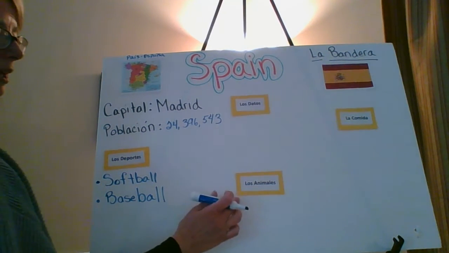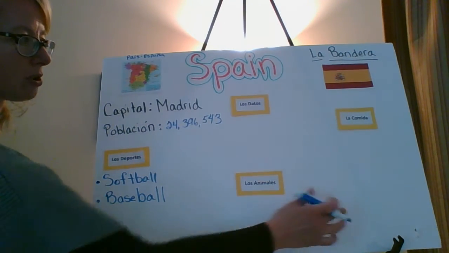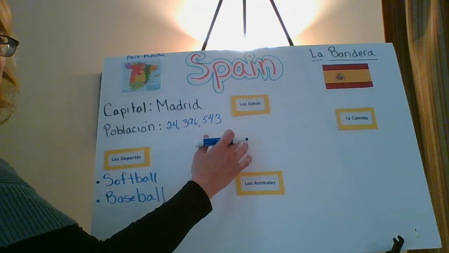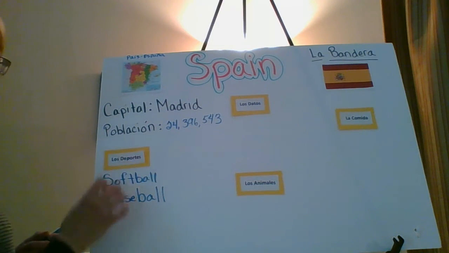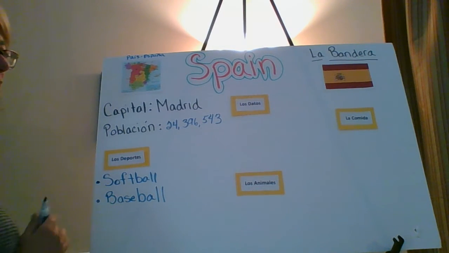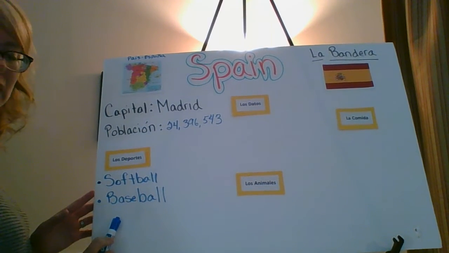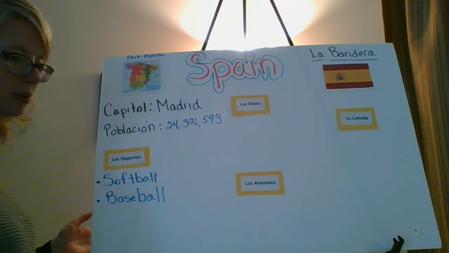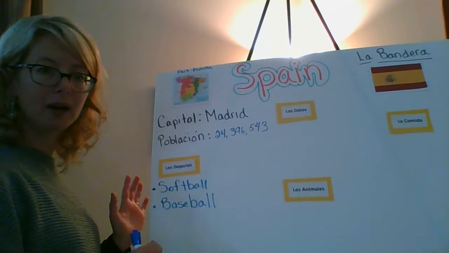I'd come over here to Los Animales and I would list some of the animals native to Spain, and I could add a picture or two. I would do the same for food, and I would do the same for fun facts. Okay, so by the time I'm done, I've got some stuff that's written, some stuff that may be typed, and then I have a few pictures scattered around on my board. Could I type these and print them out and put them here? Absolutely. Could I mount them on a different piece of construction paper? Absolutely. You can kind of get as creative as you want with this, okay?